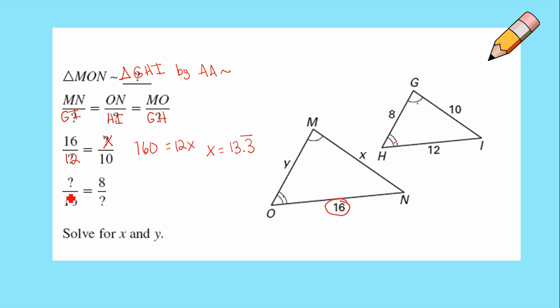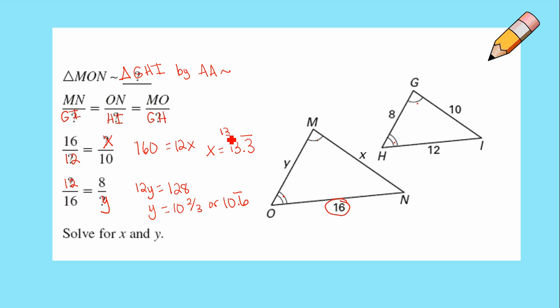Now, when we set up the next ratio, let's look again. What goes with 16? Well, that would be 12, just like 8 goes with y. So if we cross multiply that, we'd have 12y, and then 16 times 8 would be 128, and then we divide by 12, and we end up with y equal to 10 and 2/3, or 10.6 repeating.